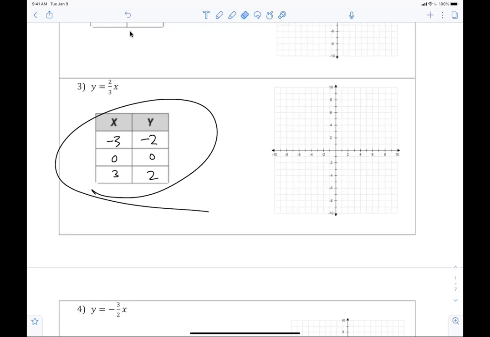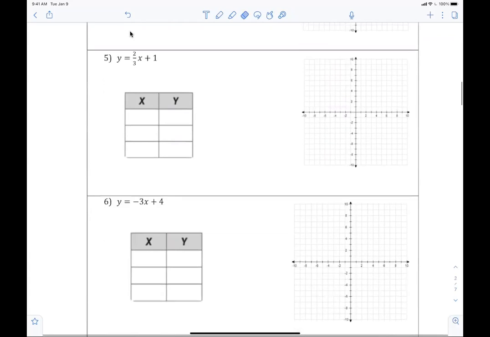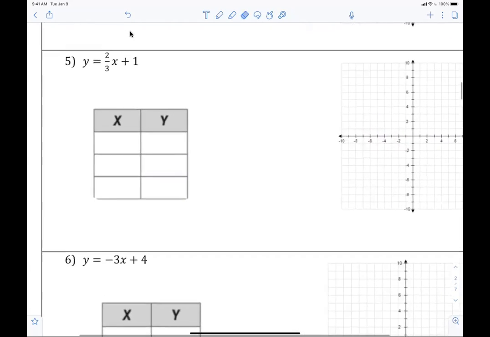All right, here we go, guys. Come on. We got a lot to do. Next, I want everybody to go to number 5. So now, is number 5 kind of like number 3? No, there's a +1. But it's just a +1, right?